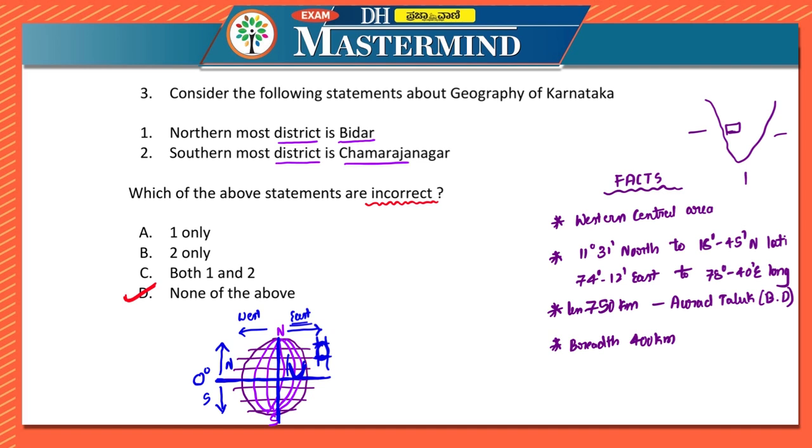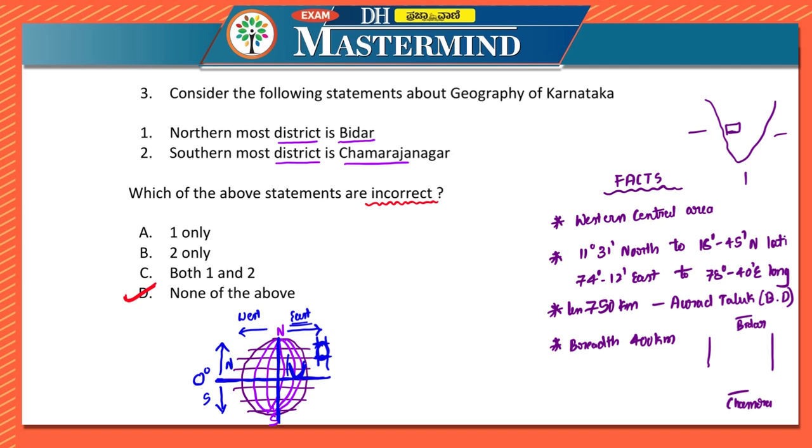It is 400 kilometers from east to west or west to east. So if you have to look into the western ends, from this end to this end, from north to south, we have seen you have Bidar over here and you have Chamarajanagar over here.